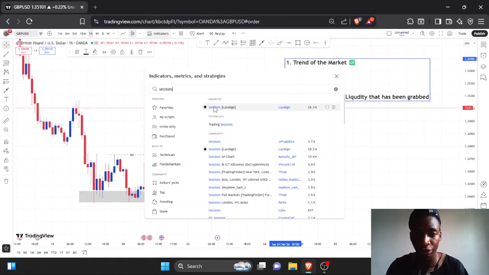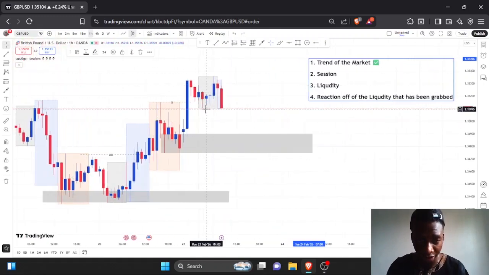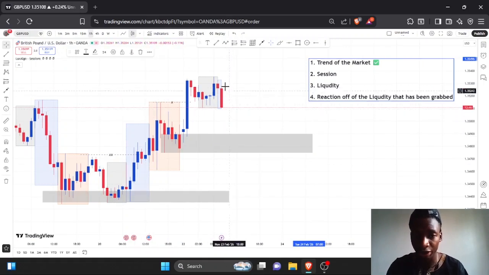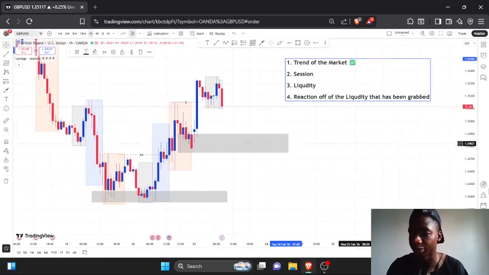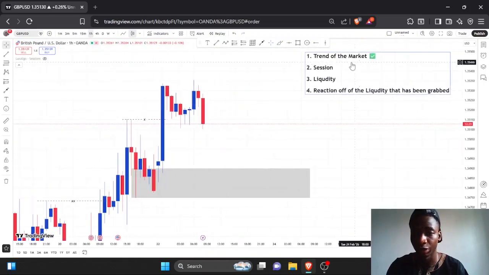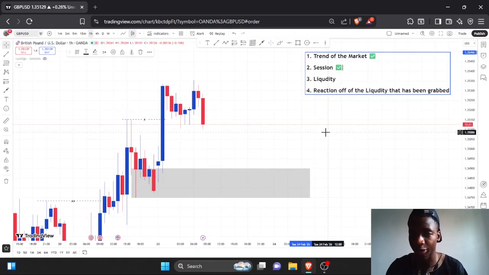You can go to Luxalgo and click on it. What it is going to do for you is mark out these sessions for you. The hash box, as you can see, is the Asian session. The blue box is the London session. Then the red box is the New York session. As you can see, a blue box is creating already. That means we are in the London session.